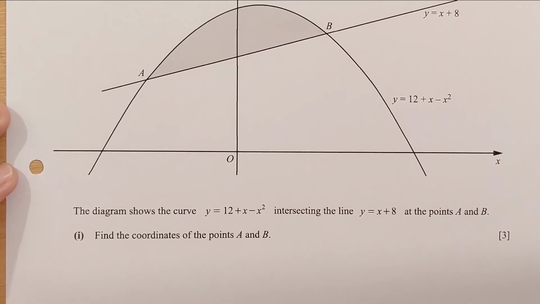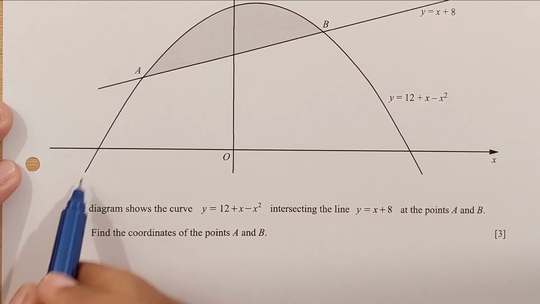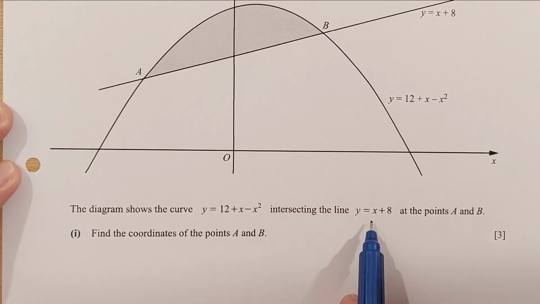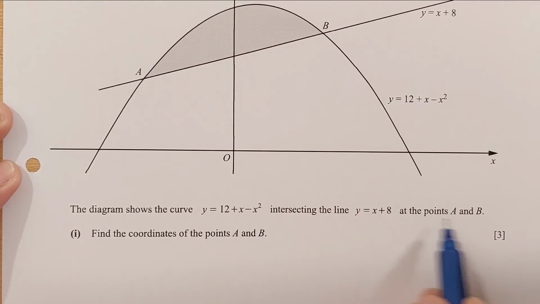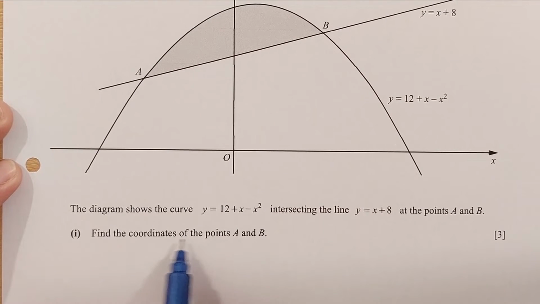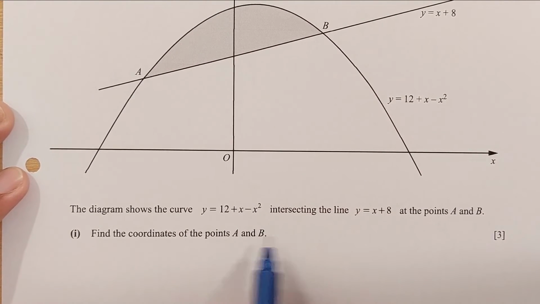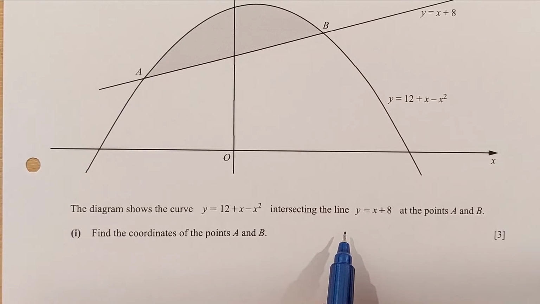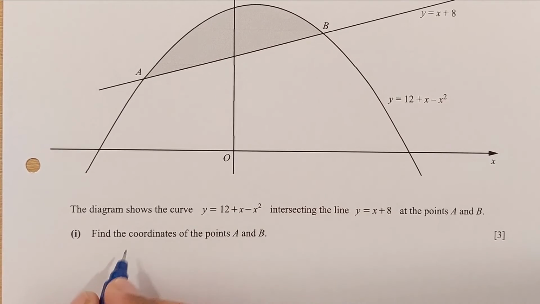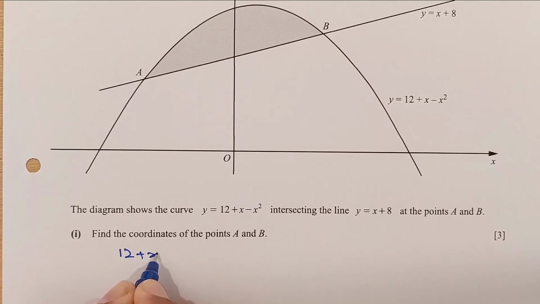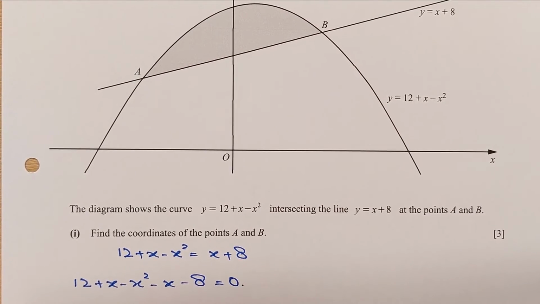Question number 10. The diagram shows this curve intersecting the line at points A and B. Part 1: find the coordinates of points A and B. So the line intersects the curve. When we put both of them equal, 12 plus x minus x square equals x plus 8. So here we have 12 plus x minus x square minus x minus 8 equals 0.